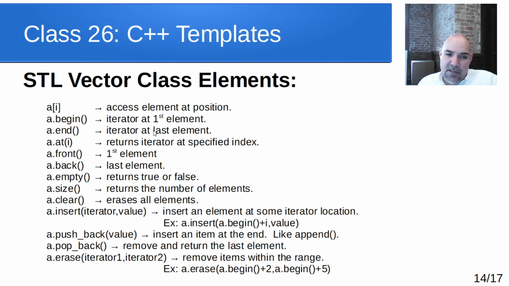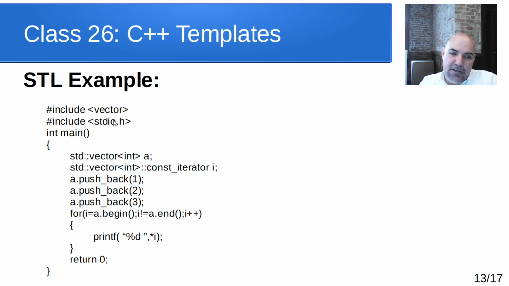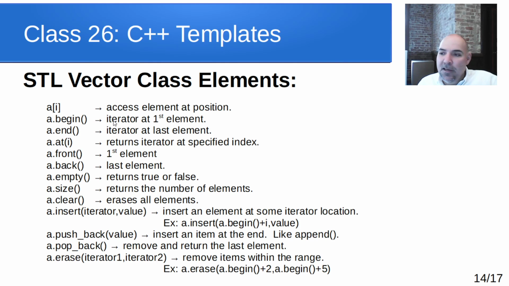All right, since we used vector over here, let's look at a couple of the other methods and elements that it has available. The cool thing about vectors is that we can access or index them just like we would arrays. But a.begin gives us the iterator to the first element. a.end is the iterator to the end. a.at returns the element at a specified index. a.front gives us the first element and a.back gives us the last element. Notice that front and back are different than begin and end. Begin and end give us an iterator. Front and back give us the actual element that's at the first position and at the last position.